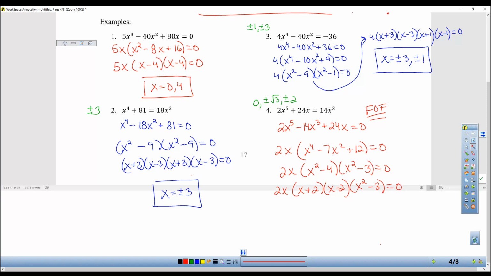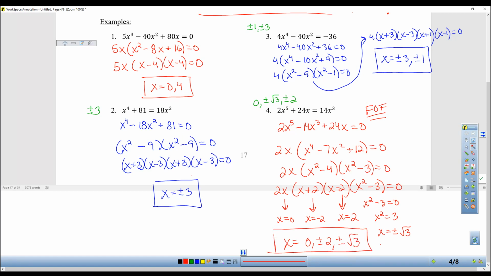But it doesn't mean you don't have to solve it. You do. You just have to solve it by hand. Remember, when there's no x term, you can just solve it regularly by moving the 3 to the other side and taking the square root of both sides. And then my other 3 answers are x is equal to 0, x is equal to negative 2, and x is equal to 2. So my final answer is 0, plus or minus 2, and plus or minus the square root of 3. The order in which you list the answers doesn't matter to me.